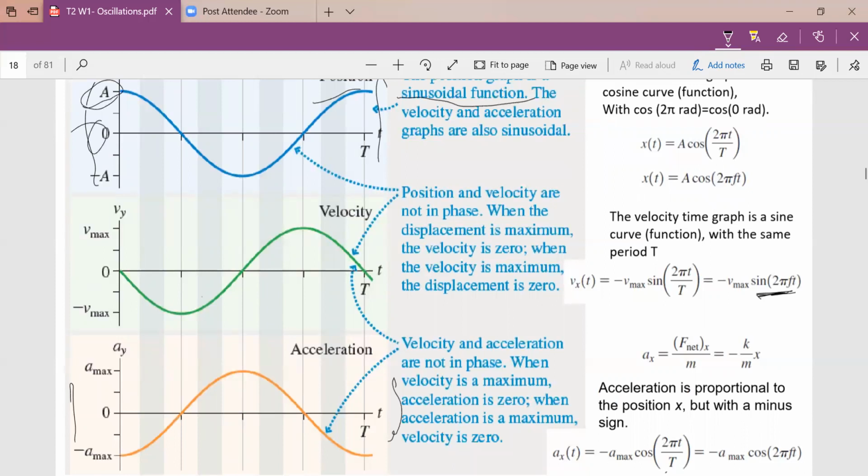When it's not starting from rest point, this is cos. When it's starting from rest point, it is sine, and this is cos. So just keep that trick in mind.